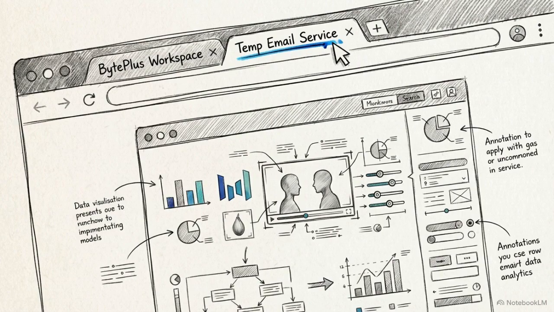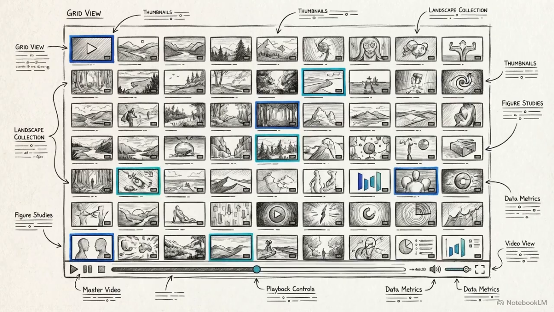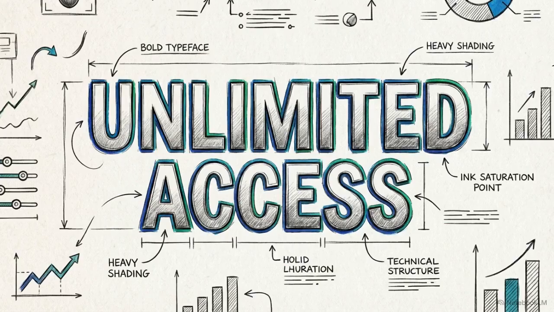But there is a specific workaround we can use to bypass that limit and reload those credits as many times as we need. By pairing this ByteDance model with a simple account cycling technique, you are able to remove the paywall completely. You get sustained access to high-end AI video generation, totally free.